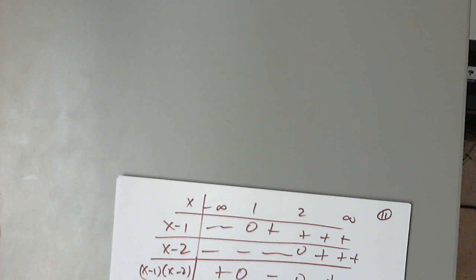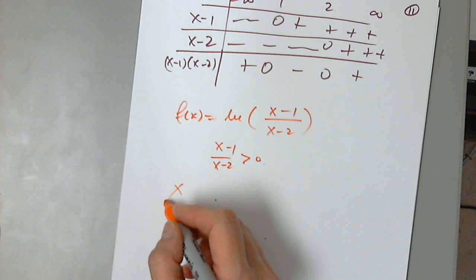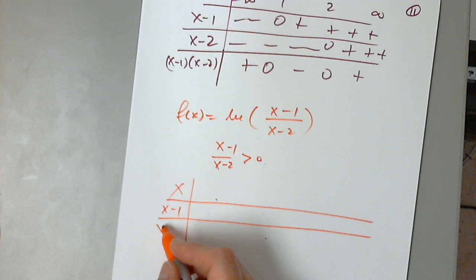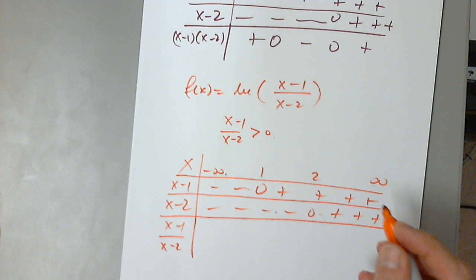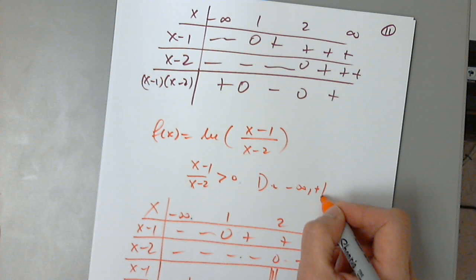So if in this case I have f of x, which is natural log of exactly what I said, x minus 1 over x minus 2, I still have to start with this. I still have to write x minus 1, x minus 2, x minus 1 over x minus 2, negative infinity, 1, to infinity, still 0, still 0, still the same, everything the same. But here I have to write undefined, here I write 0, and this is still the same. So in order to have this positive, the answer is still negative infinity to positive 1, union 2 to infinity.